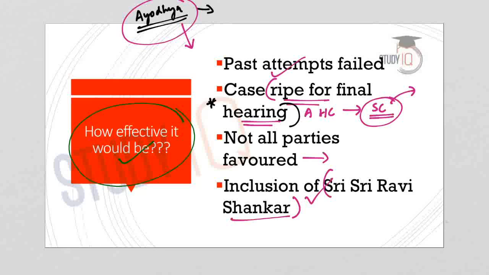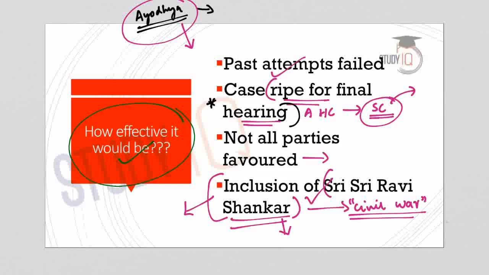And the third thing, one controversy involved in this mediation is that the inclusion of spiritual leader Sri Ravi Shankar has created a controversy. This is because in the past Sri Ravi Shankar made a remark in this case saying that Muslims ought to give up their claim and that the failure to find a negotiated settlement will result in a civil war. So he had given a controversial statement in the past, and his inclusion in this mediation panel has created a conflict.